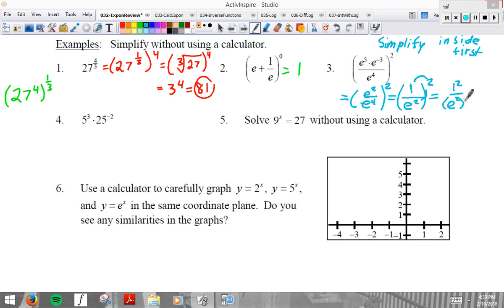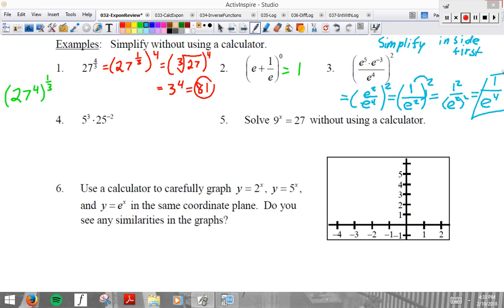Just to go over it in full detail, e squared squared, we're going to multiply the powers. And 1 squared is 1. Not 2, it's 1. And that would be what I would get when I fully simplify it.